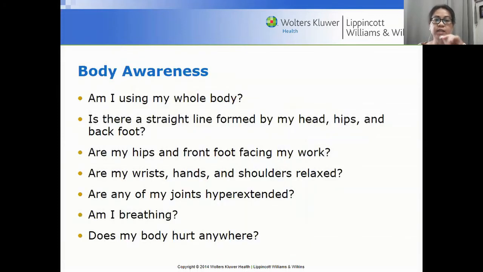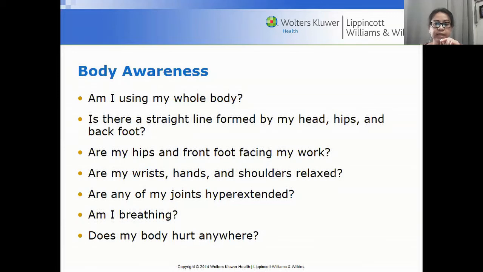Then the next one, body awareness. So am I using my whole body effectively and efficiently? So there is a straight line formed from the head, hips, to the back foot. This is very necessary whenever you are applying forces, whenever you are doing some work. So are my hips and front foot facing my work? Or am I doing the motion in an opposite direction, which can hinder the skeletal structure of my body, which can lead to fracture, sprains, or strains.